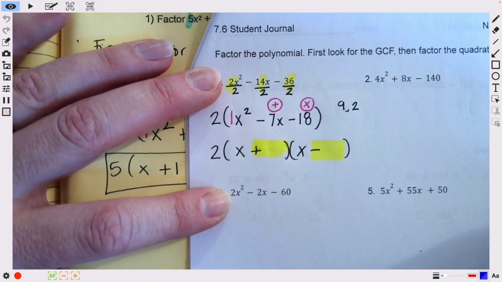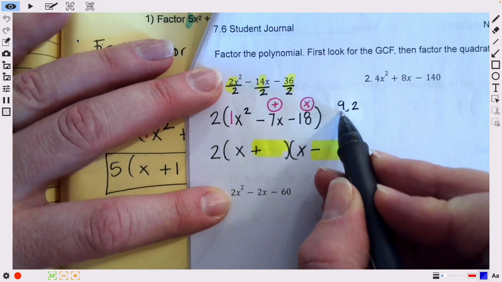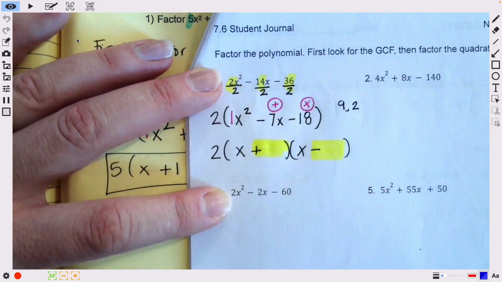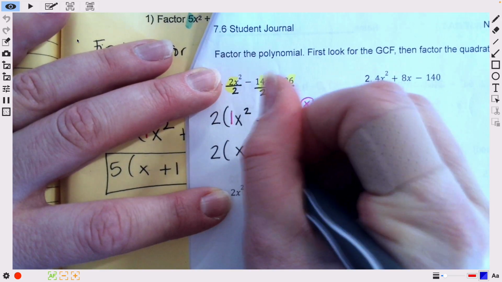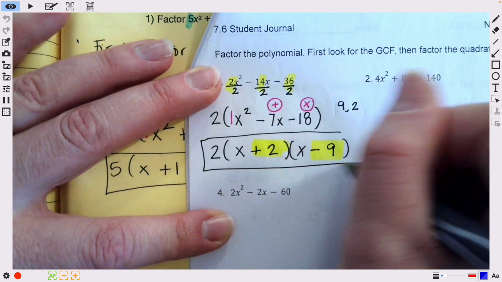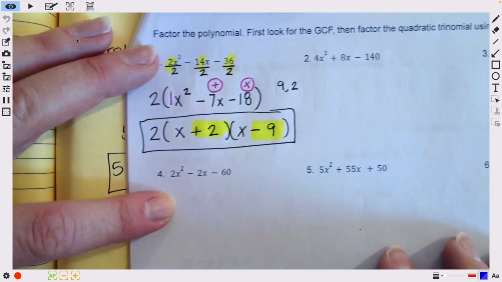One of them has to be negative because we're multiplying to a negative number. So if I'm adding to negative 7, which one of those needs to be negative? The 9 or the 2, Sharon? 9. The 9 has to be negative. And then 2. Good. We're going to do one more of those just to make sure we really have that locked down.